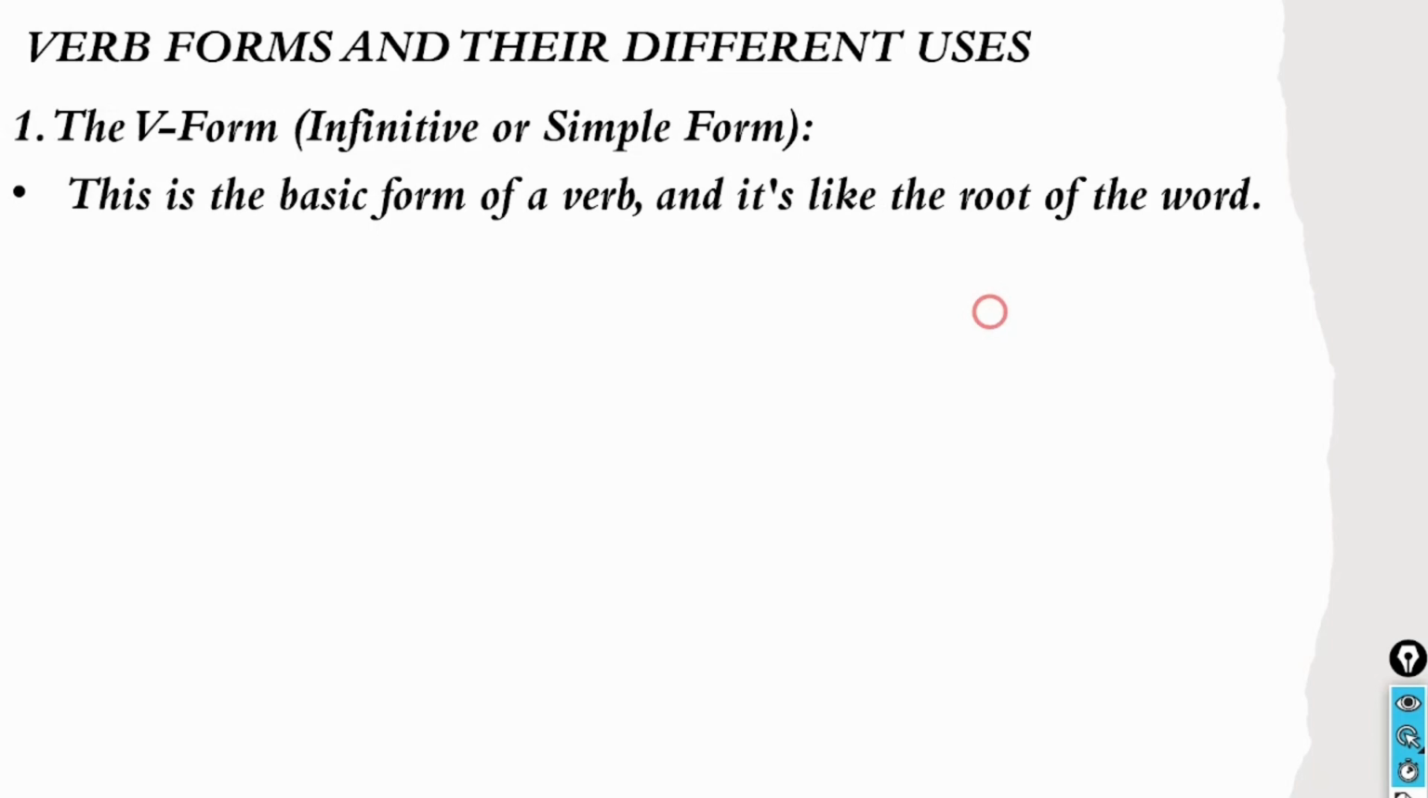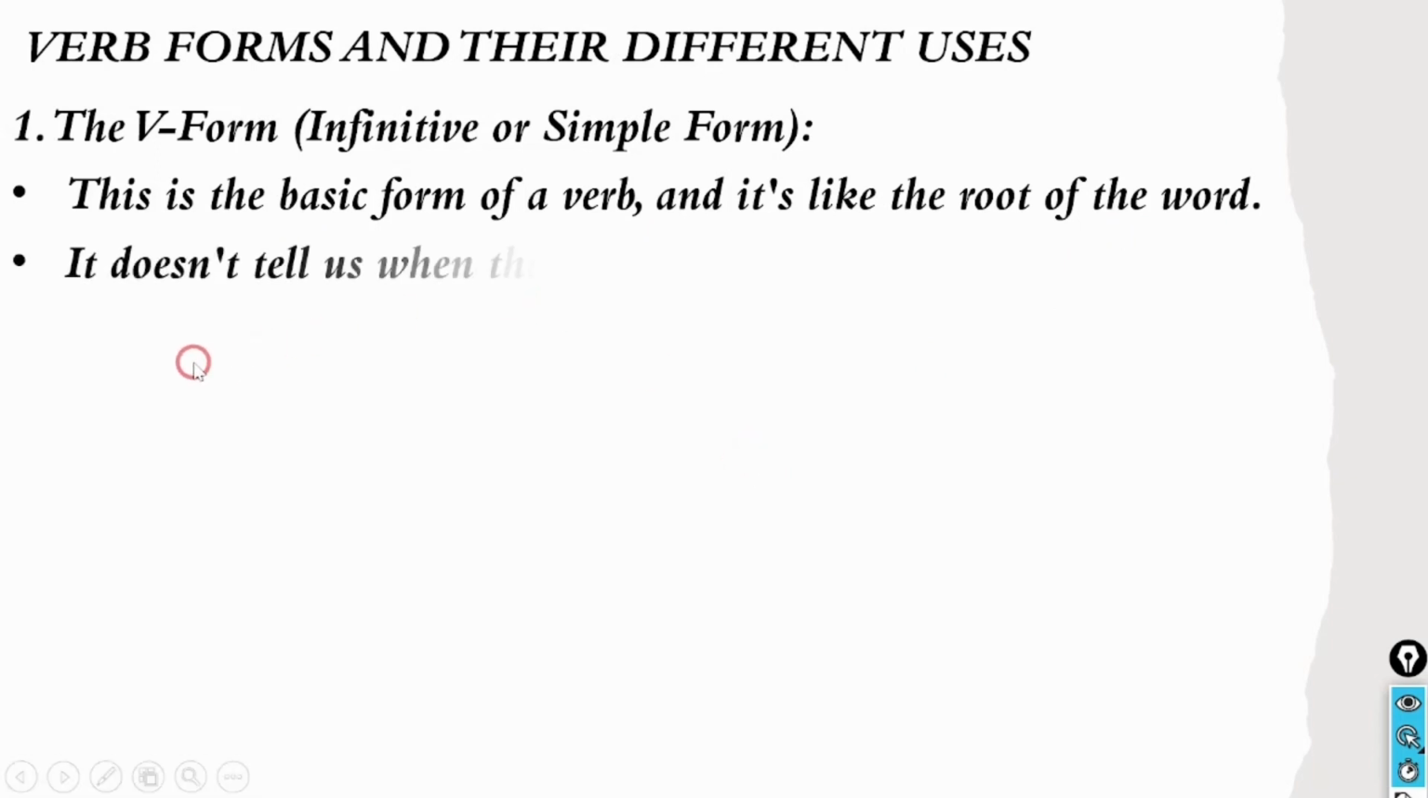If we say cook, that word is a verb, cook. So it is the basic form of the verb. It's like the root of the verb, meaning it's the word that you start with. It's the main verb, the main word. So the V form, called the infinitive or simple verb, is the basic form of a verb, like the root of the word. You will understand as we progress.